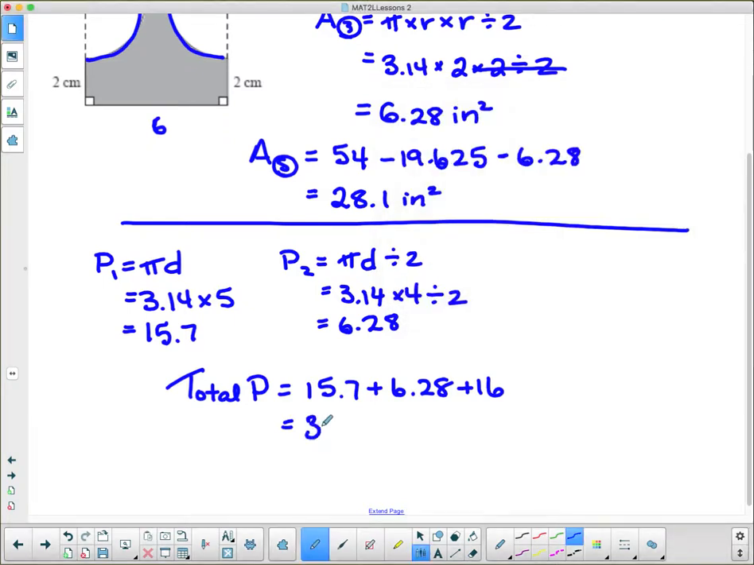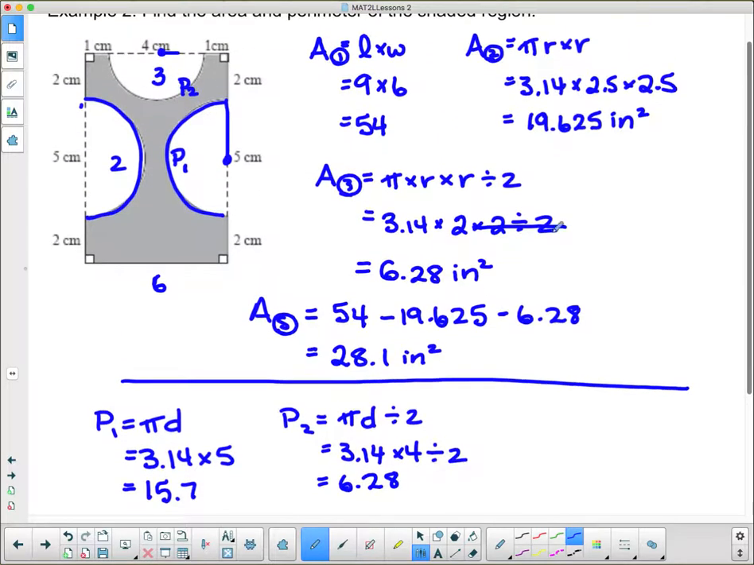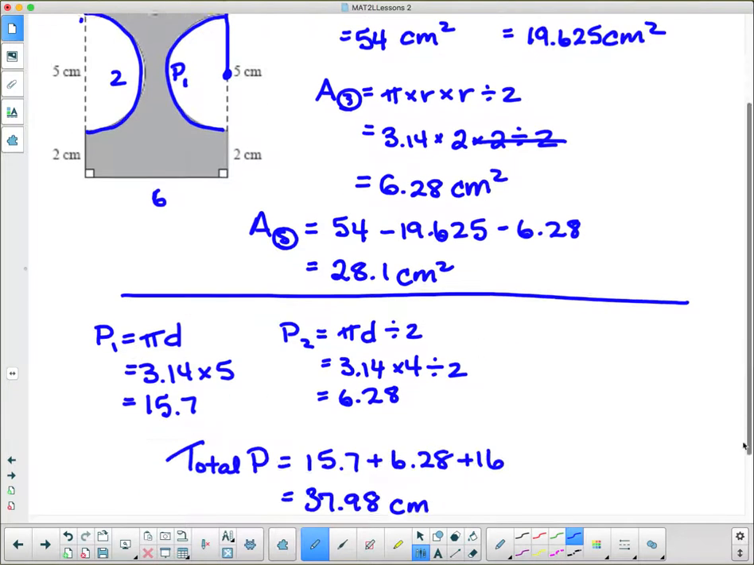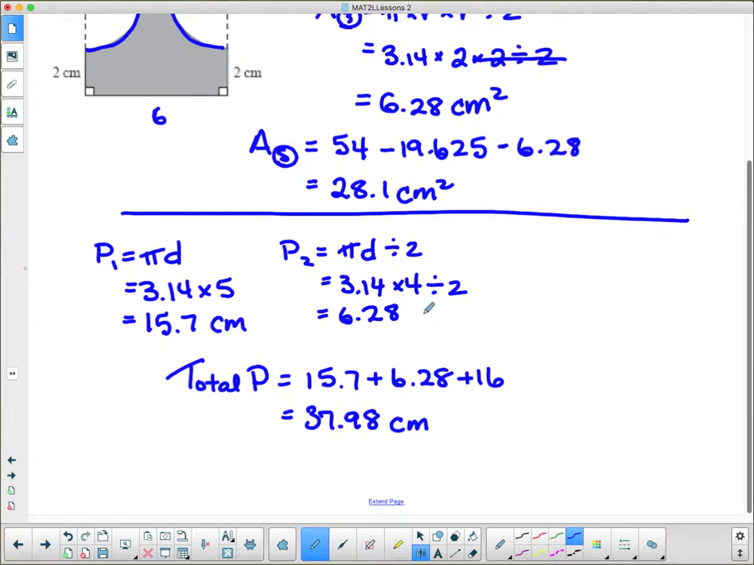Now remember that this is a perimeter, so a perimeter gets centimeters. Oh, did I use inches up here? These are all centimeters. Let's take the inches back off there. Hope I didn't mess you up too much there. These are not inches, these are all in centimeters. So this is centimeters squared. This final answer, centimeters squared. But the perimeter are all in just plain centimeters because they're not two-dimensional, only one dimension. And we're done.